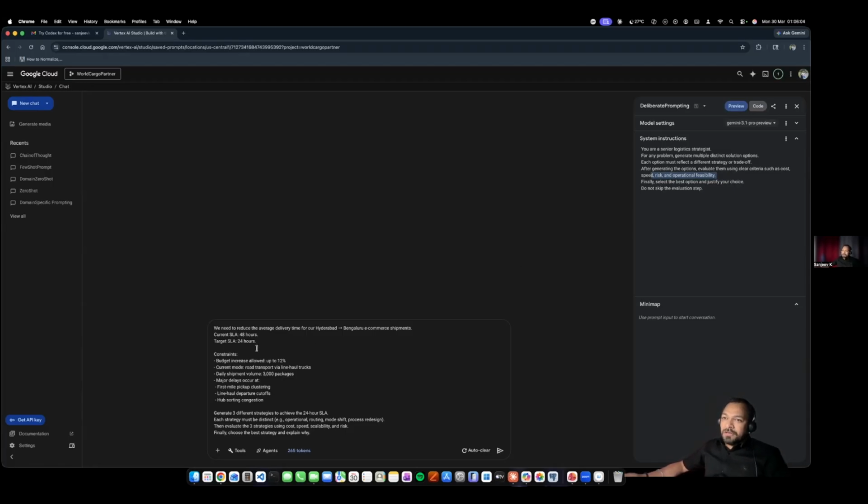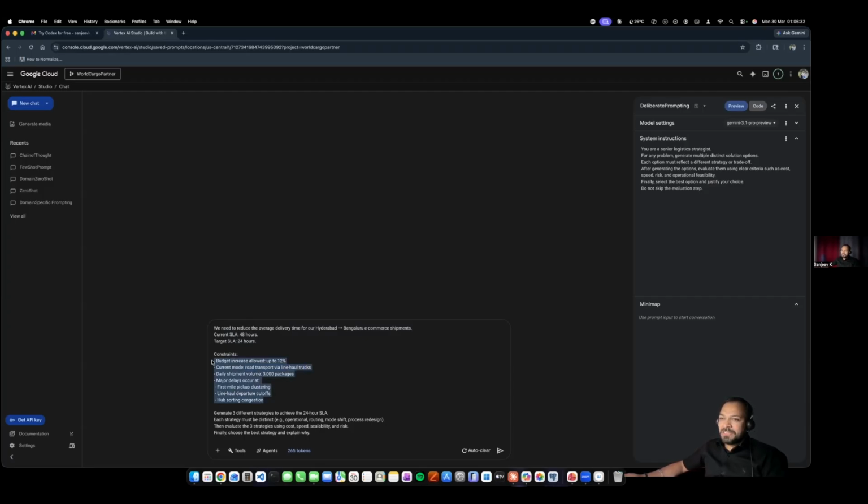In the user prompt, let us see what is there. We need to reduce the average delivery time for our Hyderabad to Bengaluru e-commerce shipments. Current SLA is 48 hours. Target SLA is 24 hours. What are the constraints? Budget increases allowed up to 12%, like it should not increase the present cost by more than 12%. Current mode of transport is road transport via line haul trucks. Daily shipment volume is 3,000 packages, and so on.